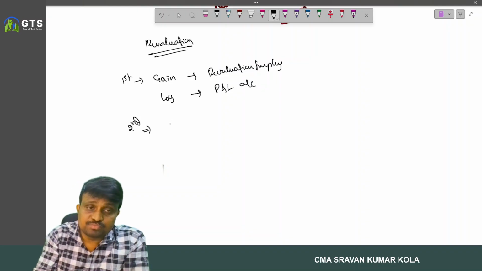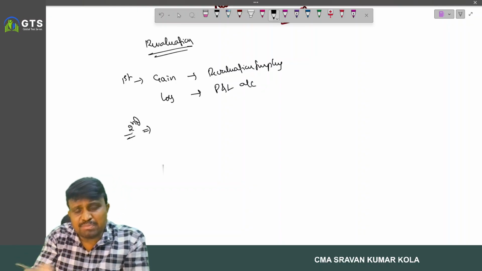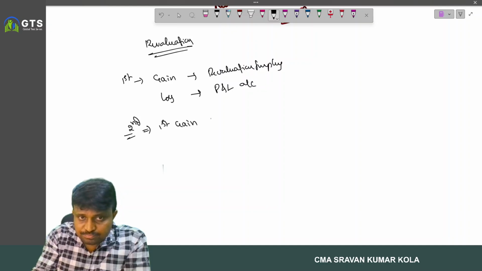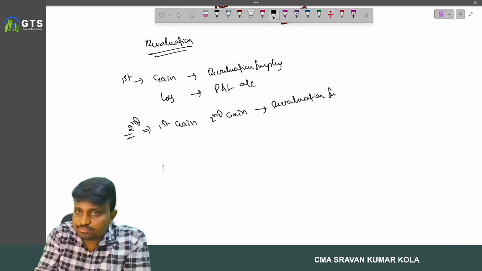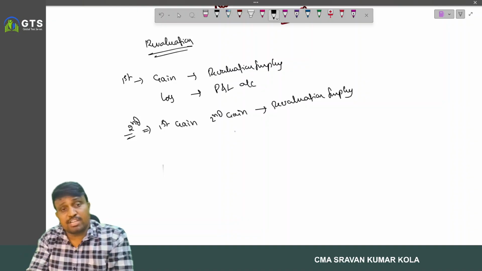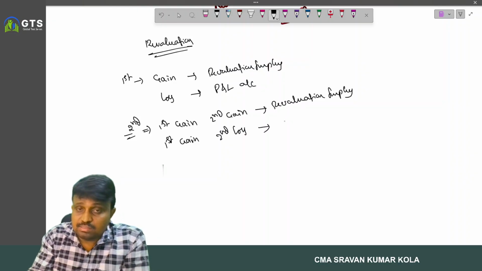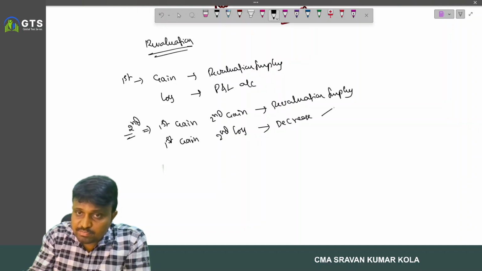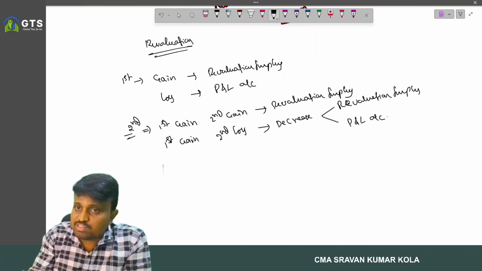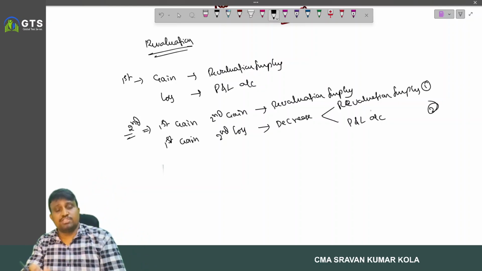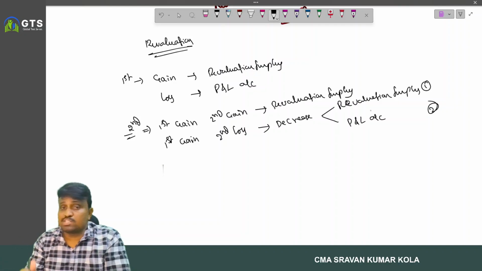And subsequent recognition, second time or third time, whatever it may be. First time gain, second time also gain, then transferred to revaluation surplus. But first time gain, second time loss, then the decrease in value of the asset is first adjusted to revaluation surplus, and the remaining excess amount of loss, if any, is transferred to the profit and loss account. First we have to adjust it to revaluation surplus, and the remaining excess amount is transferred to P&L.